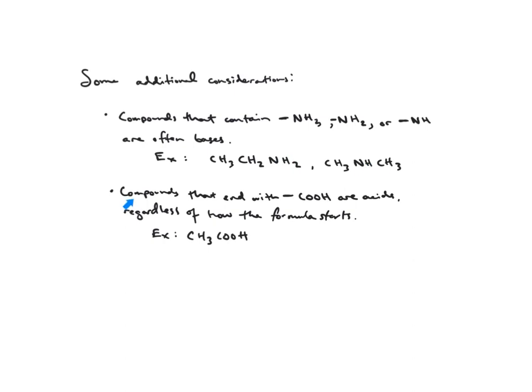Another thing to recognize that you will see occasionally, and this is that part that I told you just a few minutes ago might break the rule about starting with hydrogen: compounds that end with COOH are acids. Okay, they're organic acids, regardless of how the formula starts. So, for example here, CH3COOH, yes, that does not start with hydrogen, but that COOH group at the end tells you that this is an acid, okay? So this is actually the hydrogen that would come off when this goes to form hydronium. All right, this would be called acetic acid, by the way.